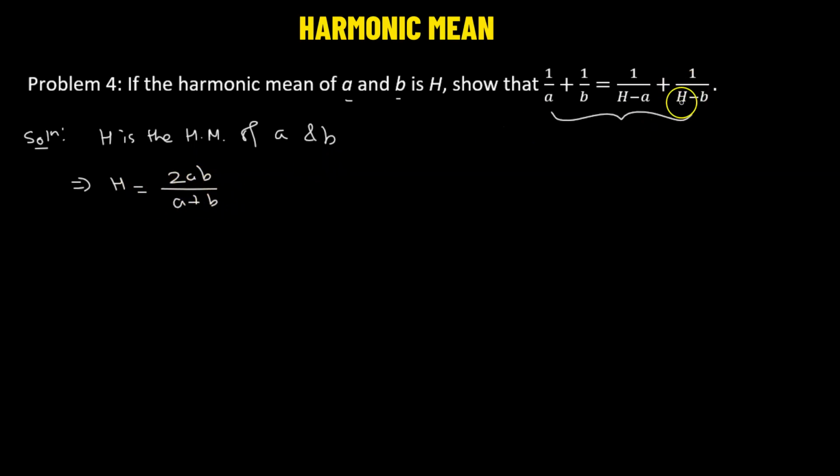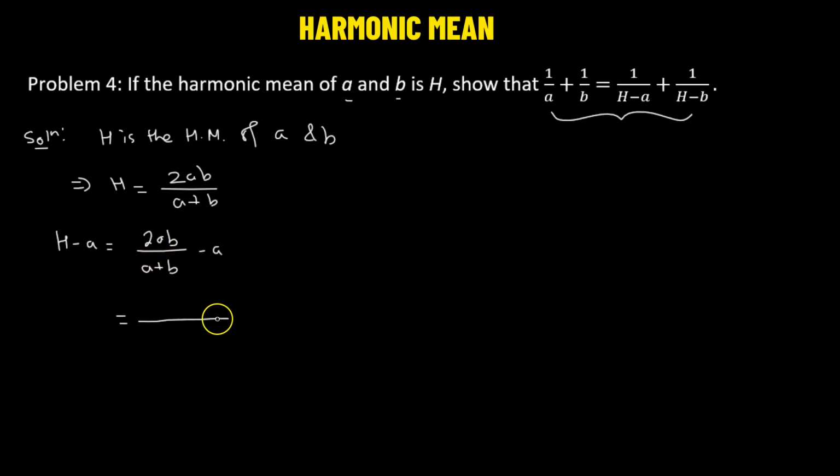So what we'll do, we'll start a proof from the right hand side. So here we have h minus a. Let's try to find out those values first. We have h minus a, so that's simply equal to 2ab divided by a plus b, minus a.